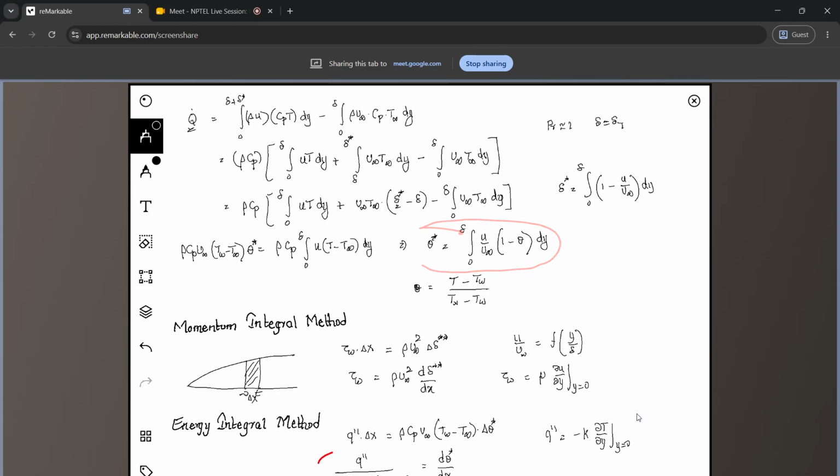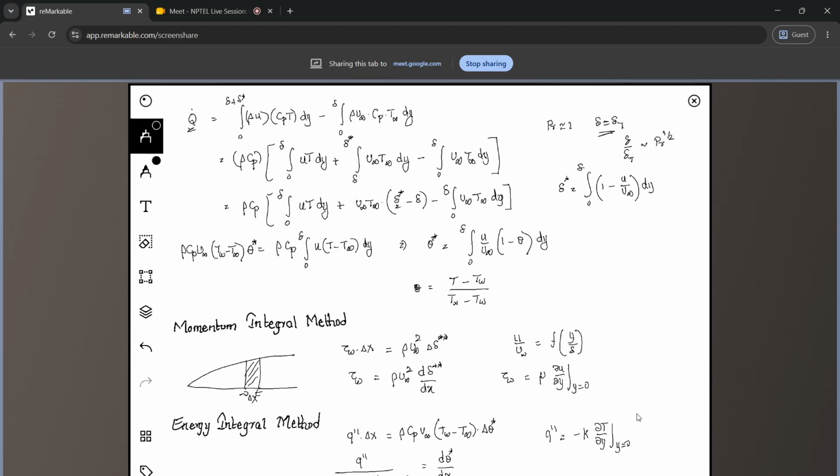So again, we have one unknown, one equation, and we can solve this. As I said, in this derivation I have assumed delta equal to delta t. Since both are equal, we do not need to solve twice. But in general, delta and delta t are not equal. If the Prandtl number is not equal to 1, then delta by delta t scales as Prandtl to the power half. So we substitute that back, and we have two unknowns, delta and delta t, and two equations. One is the momentum integral, the other is the energy integral.